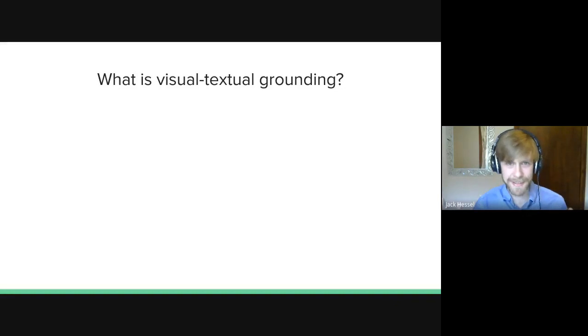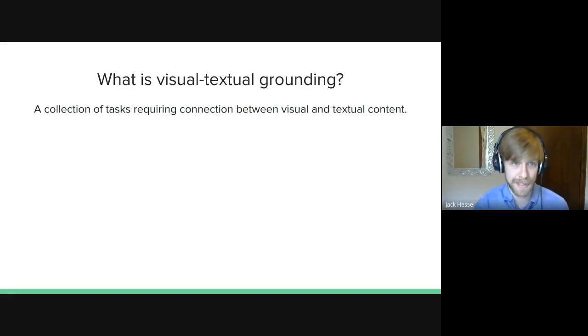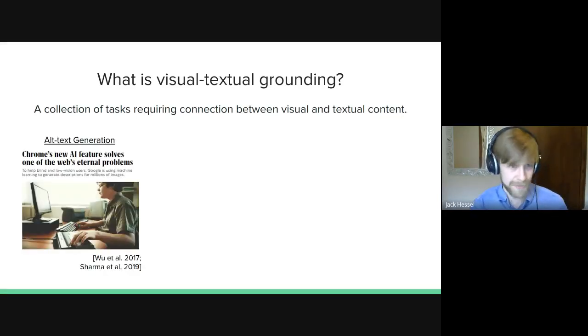Yeah, so I'd like to start out by motivating this field sort of more broadly. So yeah, what is visual textual grounding? There are lots of possible definitions, but one sort of machine learning centric one that I'm fond of is that visual textual grounding is a collection of tasks that require connecting visual and textual content. To give a few compelling examples of tasks of this flavor, I'll show you them now.